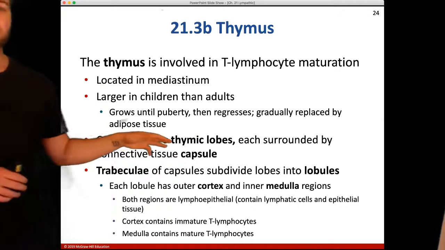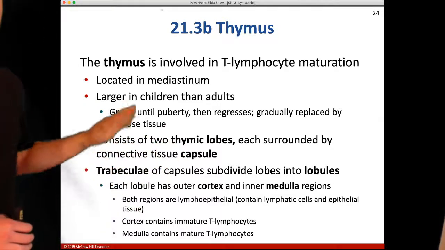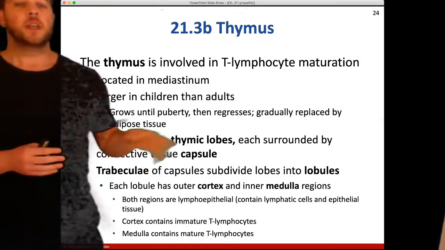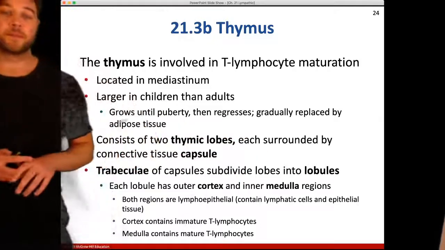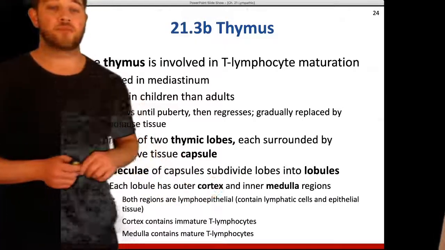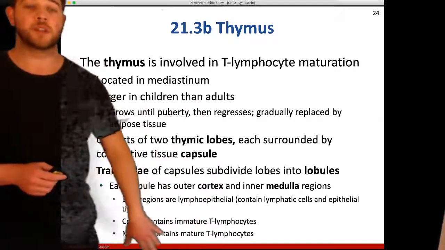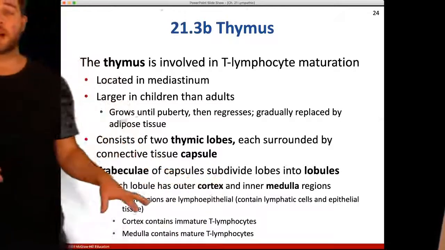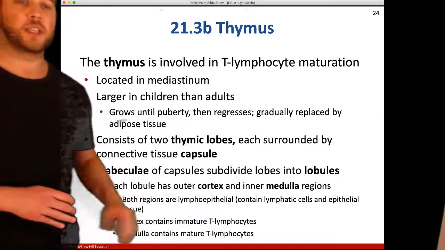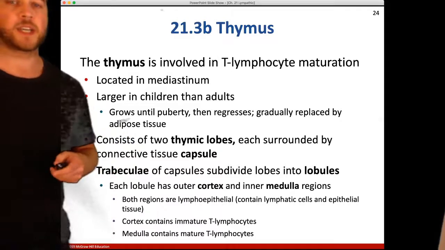It consists of 2 thymic lobes, each surrounded by a connective tissue capsule. And then it has these trabeculae, these interwoven passageways that subdivide it into lobules. Each of those has a cortex and a medulla. Both are lymphoepithelial tissue. The cortex contains immature lymphocytes. The medulla contains mature. Medulla, mature. At this point, that's all you really need to know about it: the thymus has a cortex that has a medulla. The cortex is immature. The medulla is mature. Once we get into the immune system, we'll talk about testing T lymphocytes and activation of those.